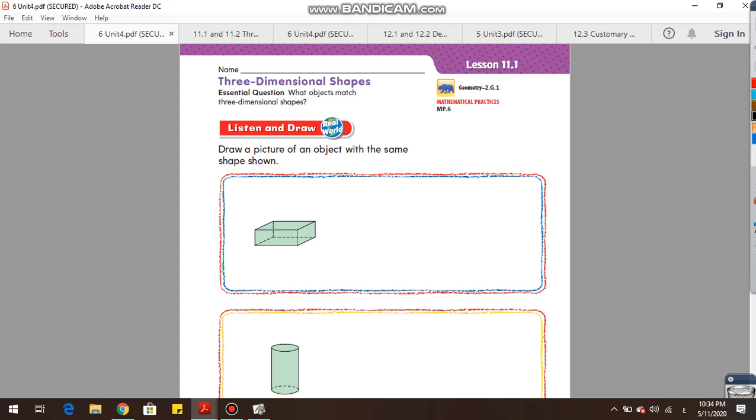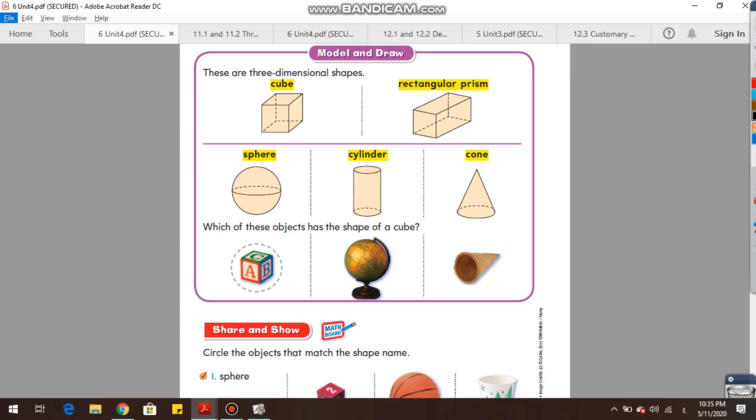Today's lesson is three-dimensional shapes, lesson number 11.1, page 522. Okay, guys, today we're gonna talk about 3D shapes or three-dimensional shapes. What is the meaning of three-dimensional shapes? It's shapes we find around us, okay?